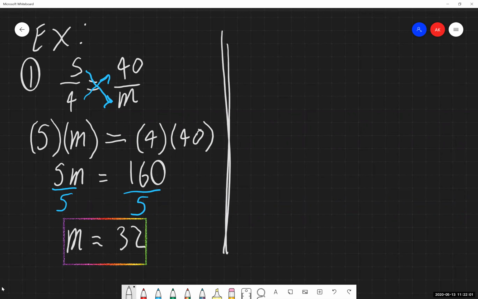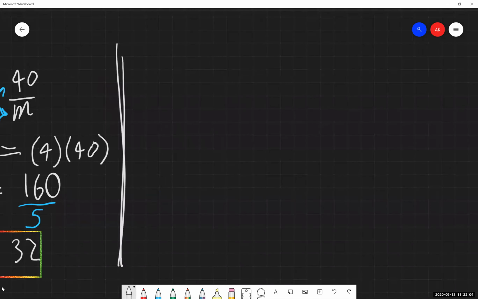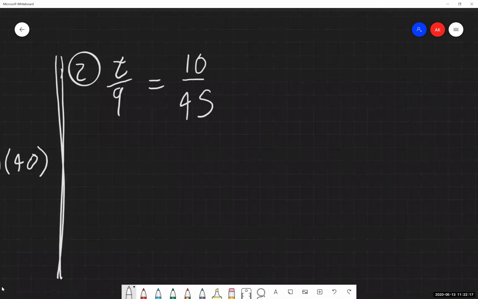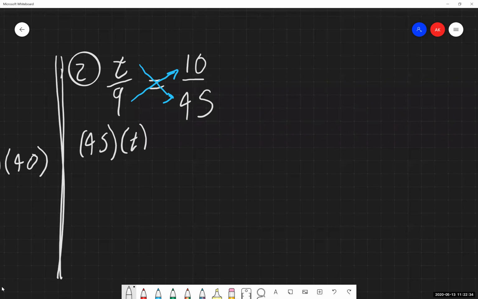Take a look at our second example that we have, again from that same grouping. And we're starting with t over 9 is equal to 10 over 45. So again, just like our previous example, we're looking to see I have a fraction equals a fraction, which is great, so I can cross multiply. So writing that in for ourselves. So I have 45 times t, and I have 9 times 10.